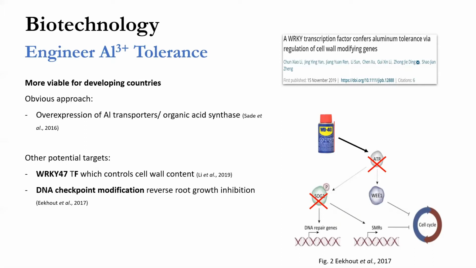The other one we have previously looked at is the ATR kinase in the DDR pathway. Actually, not only the ATR kinase, but also other components in the DDR pathway as well. So attenuating their expression can help plants push through the growth inhibition caused by aluminum. However, one must be cautious to not reduce the DNA repair capabilities of the plants.